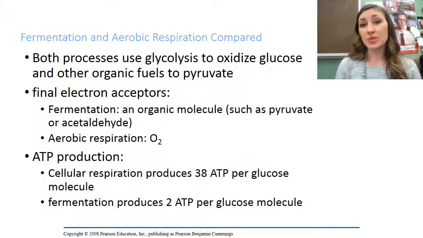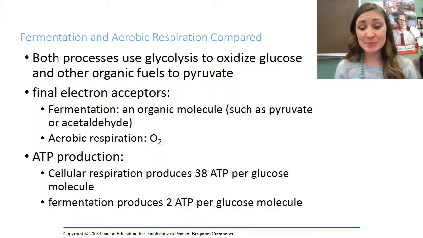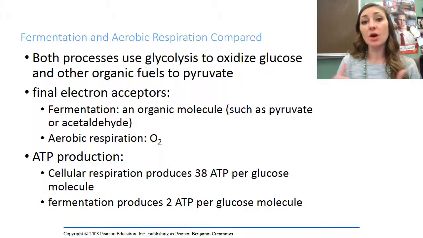In cell respiration, we produce 38 ATP per single glucose molecule. In fermentation, because we don't go into the mitochondria and we don't use oxidative phosphorylation, our net production of ATP is only 2, which are produced in the glycolysis stage.